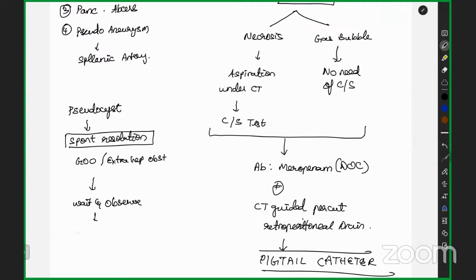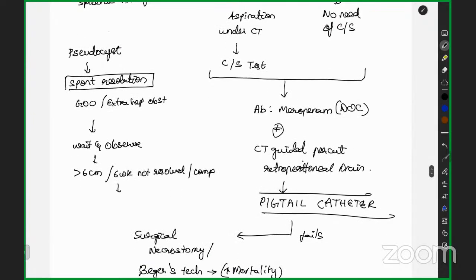If you have a cyst more than 6 centimeters, or it has not resolved in 6 weeks, or if the patient has a complication, then you're going to go for an internal endoscopic drainage. Clear? So this is what we are going to do if there is going to be a pseudocyst.